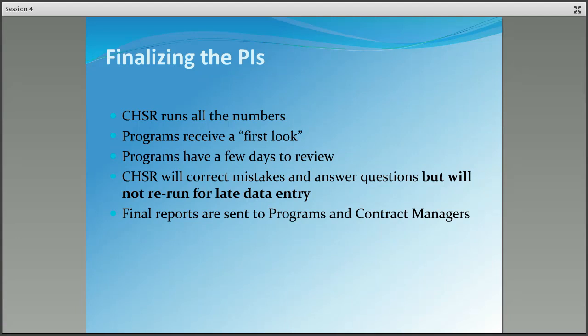If you find any mistakes, please contact us right away so that we can correct and rerun your data. But no reruns will be done for missing data. So please make sure that it is in there in the MIS by the 10th of the month. Once any mistakes are taken care of, we send the final report back to the programs, contract managers, and central administration.